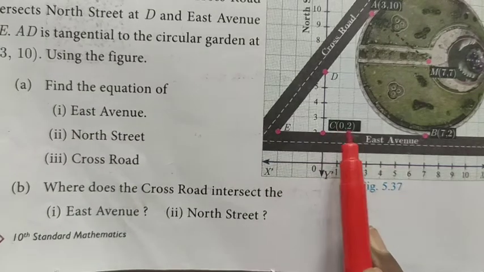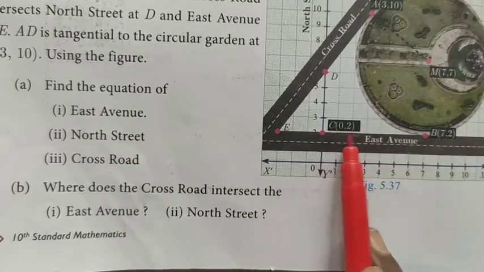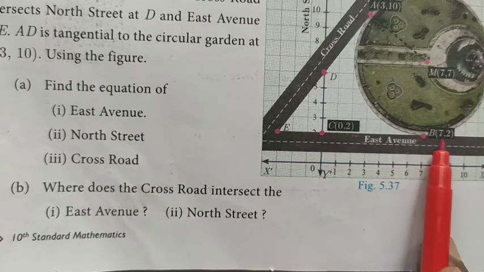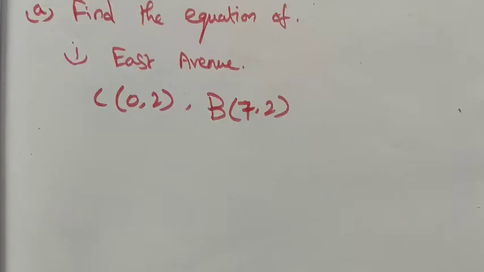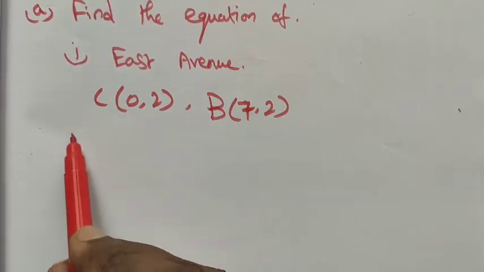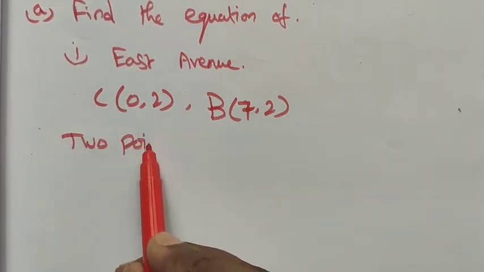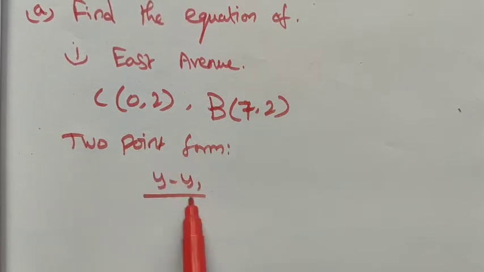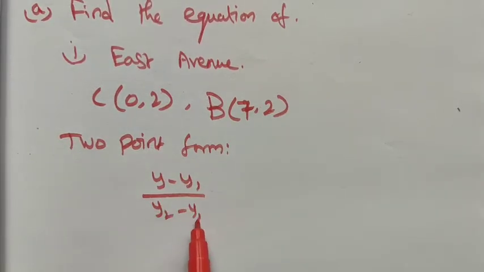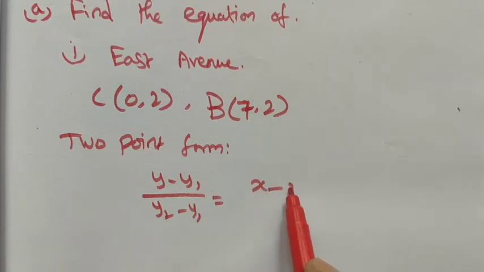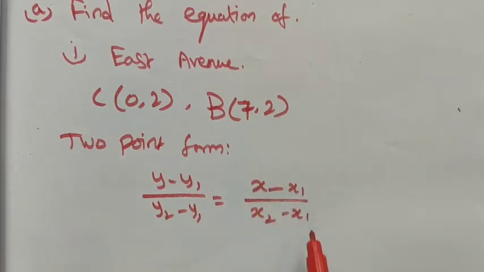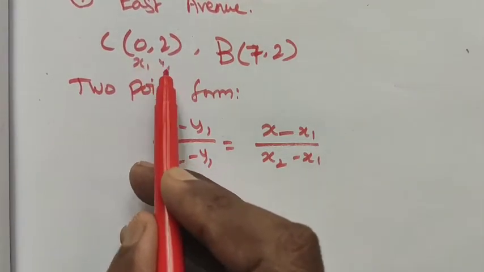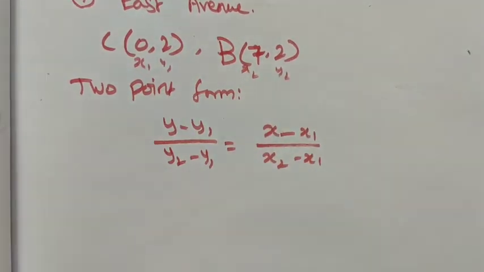See, this is the East Avenue, and the points C and B are the East Avenue points, right? So C is (0, 2) and (7, 2) is the other point. When 2 points are given, we know that the 2-point formula is (y minus y1) divided by (y2 minus y1) is equal to (x minus x1) divided by (x2 minus x1). That is the 2-point form. Let me take the first point as (x1, y1) and the second point as (x2, y2).